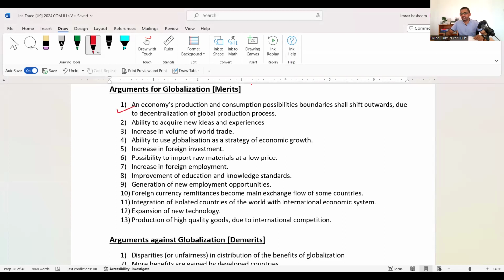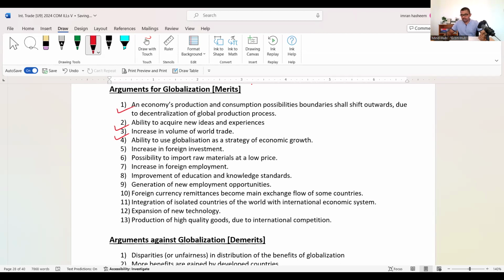Ability to acquire new ideas and experiences, right? Because only if we get exposed to different thought processes, different technologies, ways of approaching problems, finding solutions, we will become able to develop our new ideas and also build experience. Increase in volume of trade. That's a very straightforward point because one of the main driving forces of globalization is trade. So we engage in more international trade.